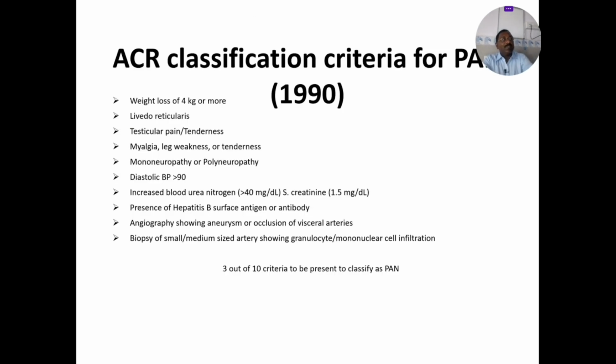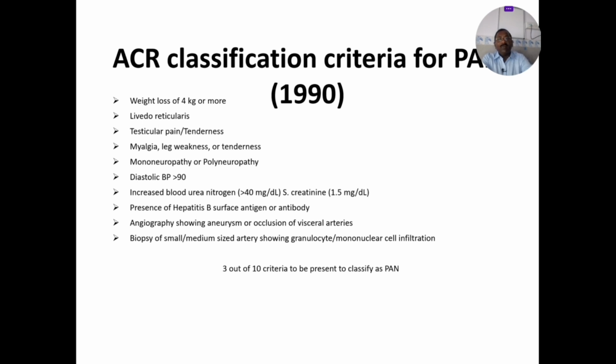So this is the ACR classification criteria for PAN. Here 3 out of the 10 criteria. So what is the PAN? Weight loss, livedo reticularis, testicular pain or tenderness, myalgia, leg weakness or tenderness, mononeuropathy or polyneuropathy, diastolic BP more than 90, increased blood urea nitrogen and creatinine, presence of hepatitis B, angiography showing aneurysms or occlusion of the arteries, biopsy, granulomatous and mononuclear cell infiltration. So one biopsy point, one angiogram point, one hepatitis B positivity, and then others are the clinical points here.